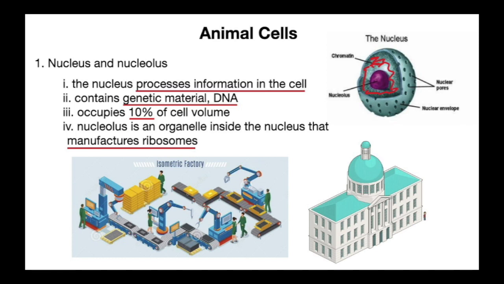And the nucleolus is an organelle. So an organelle is just another word for organs. And all these little organs inside the cell are called organelles because they're tiny. And it manufactures ribosomes, okay? And ribosomes are something that we'll talk about later that have to do with protein manufacturing. Okay, so that's the first one. That is the nucleus and the nucleolus.